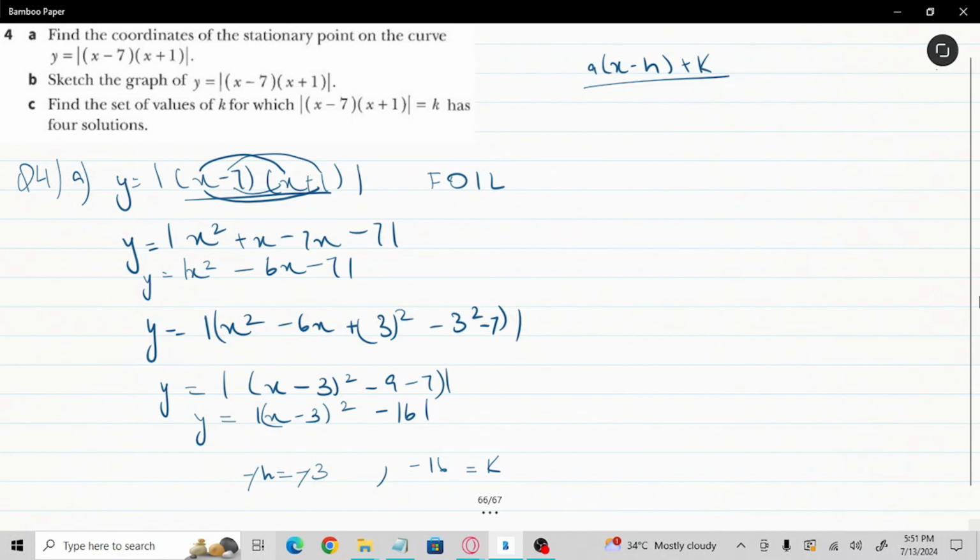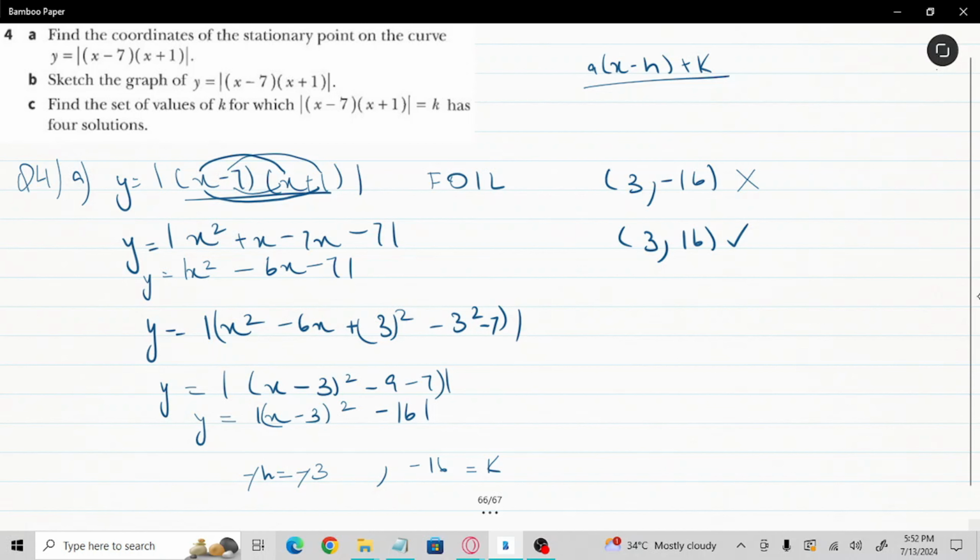The thing is, if you take the equation without considering the modulus for now, we would have got the stationary point to be x equals 3 and y equals negative 16. However, we have it trapped in a modulus, so that answer would be incorrect. If it is a modulus, we would only change the negative y value. So instead of negative 16, we are going to write positive 16, and that would be the correct value.